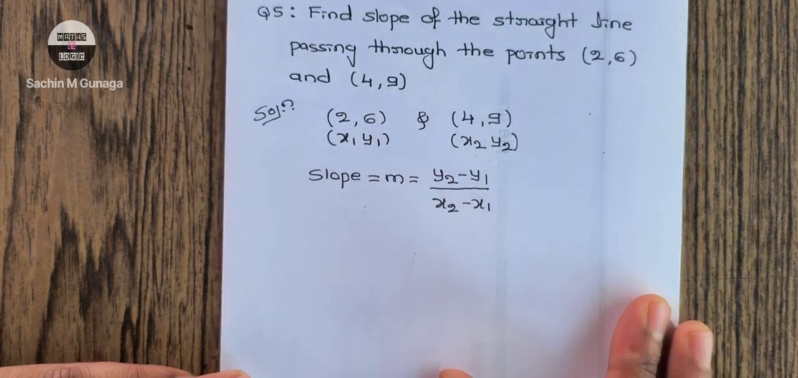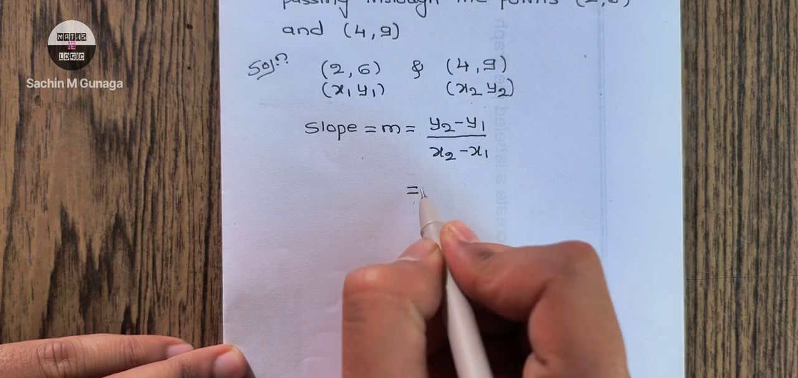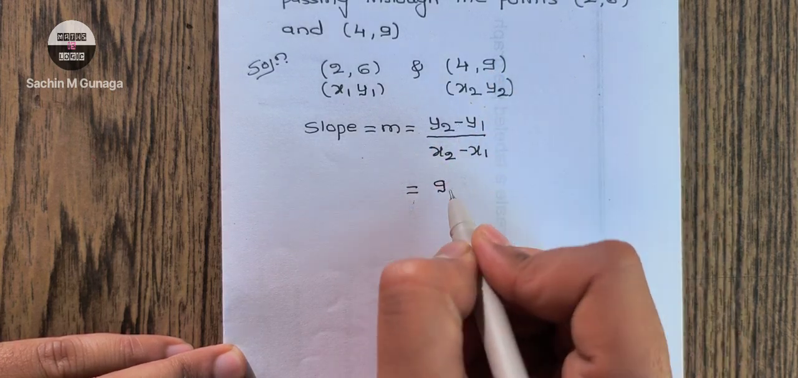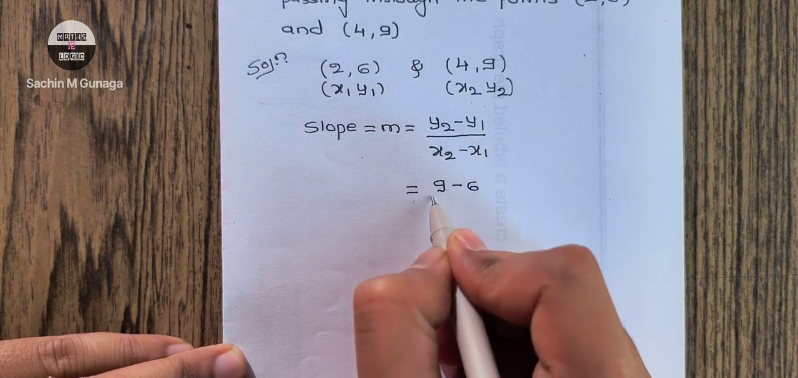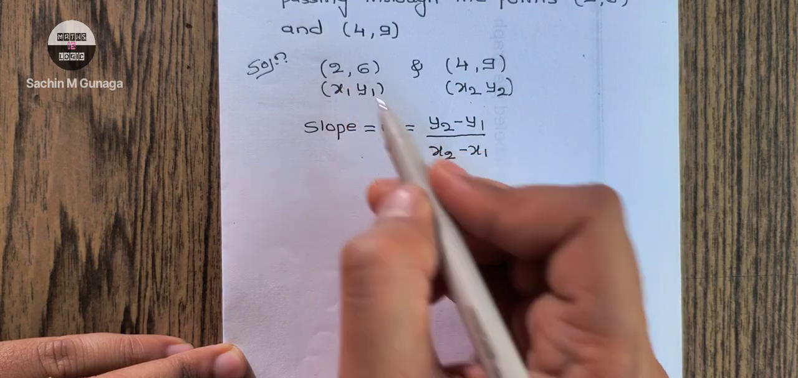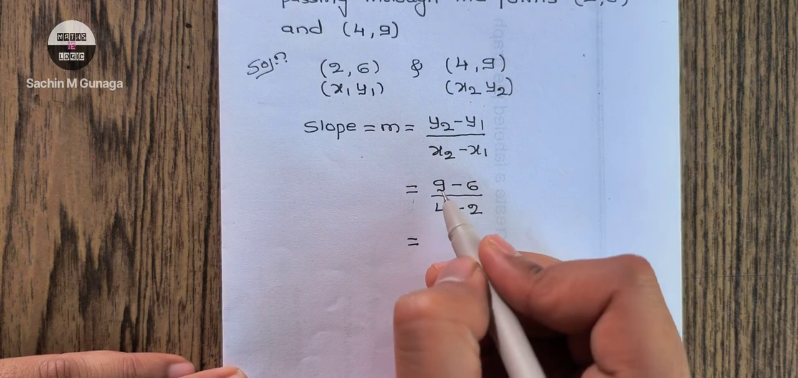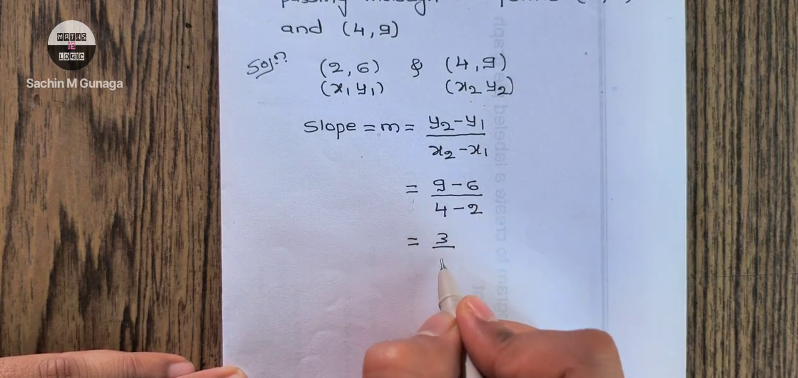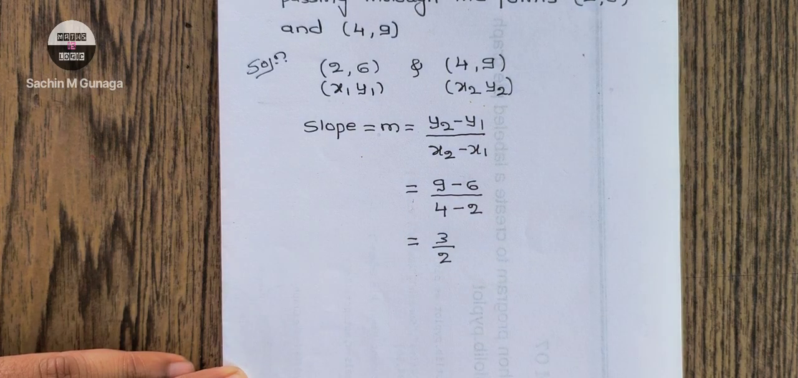So after writing the formula, next substitute the values. Therefore which is equal to, first here y2 is 9, so 9 minus sign, y1 is 6, divided by x2 which is 4 minus x1 which is 2. So after substitution, next 9 minus 6 is 3 divided by 4 minus 2 is how much here? 2. So this is the value of what here? Slope.